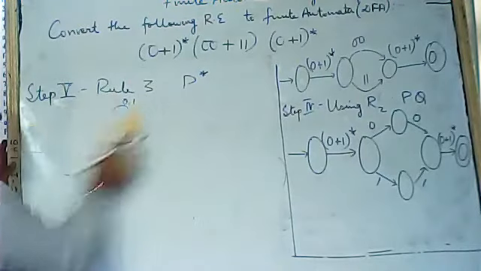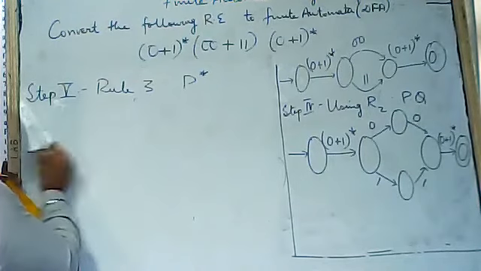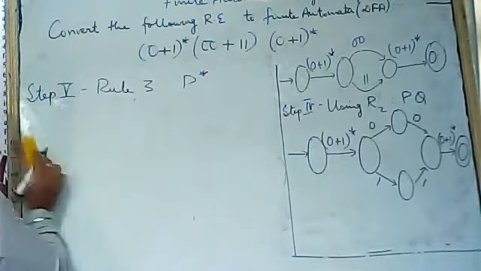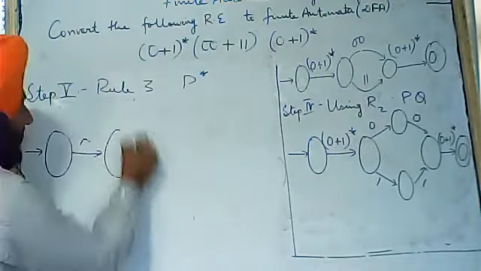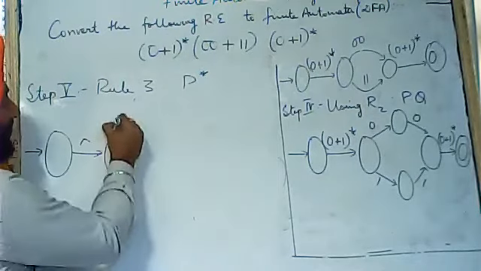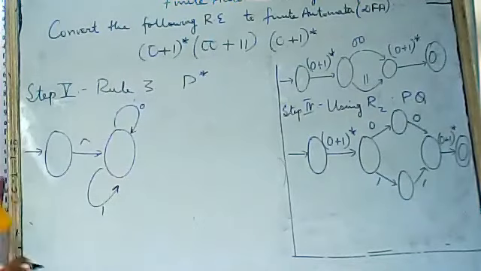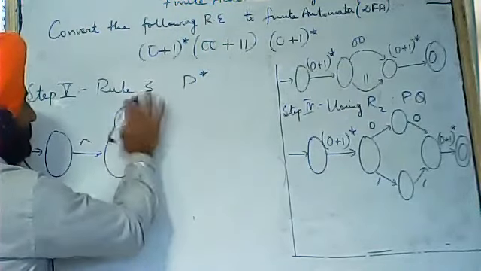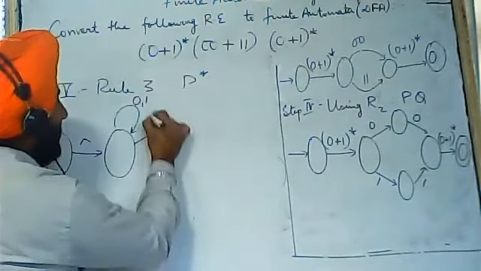I'm repeating it again. Whenever you have 0+1, first of all, a null will be introduced. An initial state, a null, will be introduced, and you have a loop. For the loop, you have 0, and you can write it as 1, or you can also write it as 0,1. And the remaining diagram is the same.